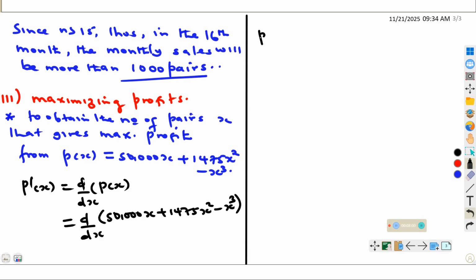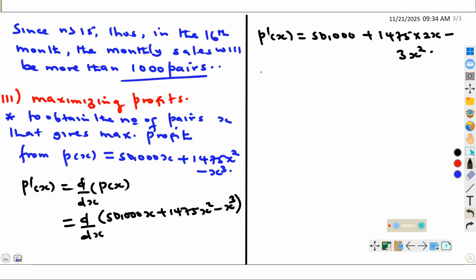So when you differentiate p of x, the derivative will give us 50,000 plus, drop the power, reduce the power by 1, that is 1475 times 2, then x, then minus 3x squared. So that is what we get when we differentiate p of x. To find the critical point or the maximum point, we must set p'(x) to 0.